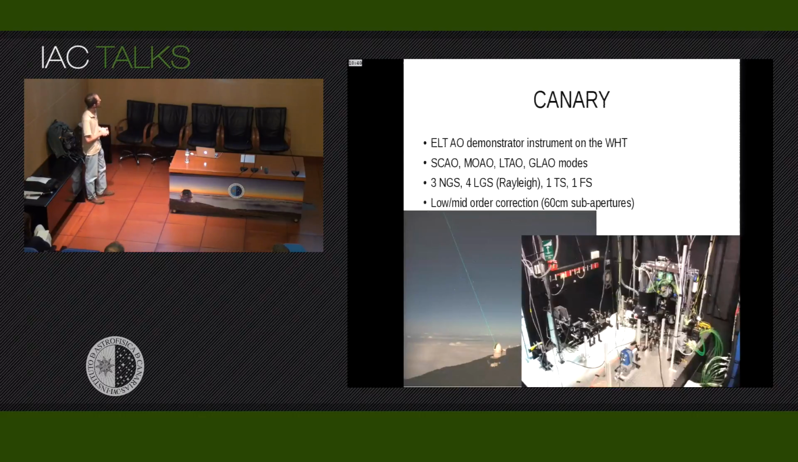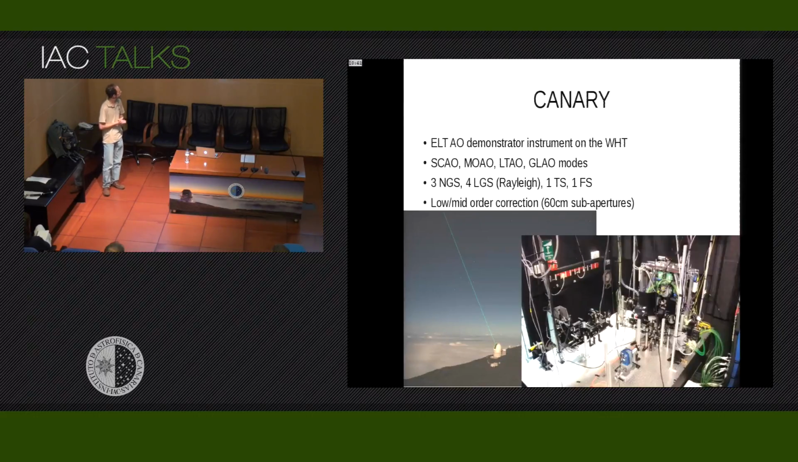So, CANARY. I said I'd talk about CANARY a little bit. It's an ELT AO demonstrator instrument on the WHT. It's been used in plenty of AO modes, starting with SCAO, multi-object AO, laser tomographic AO, ground layer AO. It has 3 natural guide stars, 4 Rayleigh laser guide stars, and you can just see on the picture here the Rayleigh laser being launched. It has a truth sensor, which is an on-axis wavefront sensor, which we use to verify performance, as well as having a Strehl, a PSF, and an infrared PSF. We have this optical truth sensor, and a figure sensor, which is used to actually look at the shape of our deformable mirror so we know what that's doing.